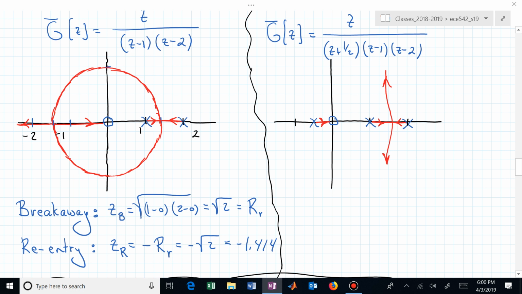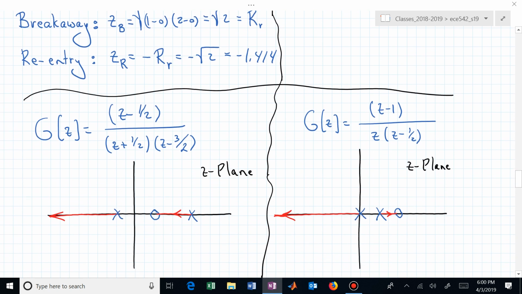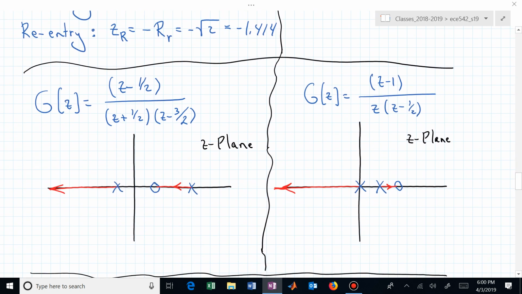Then we'll figure out what happens after that, after the breakaway, in a little bit. Here are a couple other pictures. I'm not sure why I didn't label the z-plane, but obviously I was tired when I was writing this up. But you can see that we have a 0 at 1/2, a pole at 3/2, and a pole at -1/2.